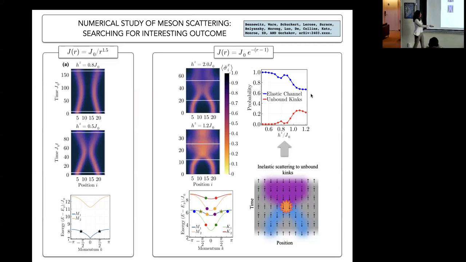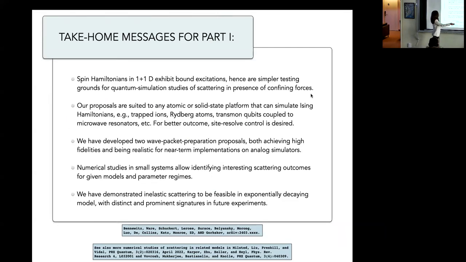Okay. All right, let me go to, I'll skip this, just saying that the sort of take-home message is that you can kind of start to learn about the physics of confinement and scattering already in spin systems.